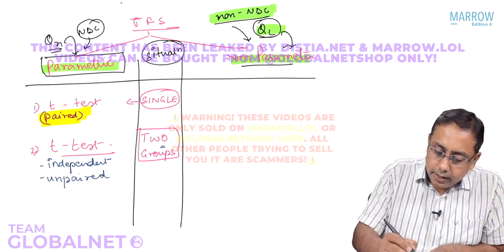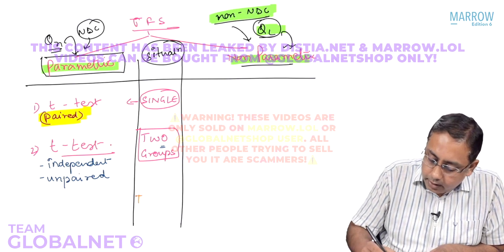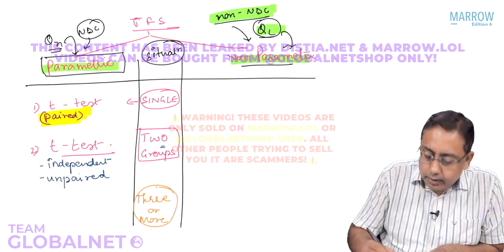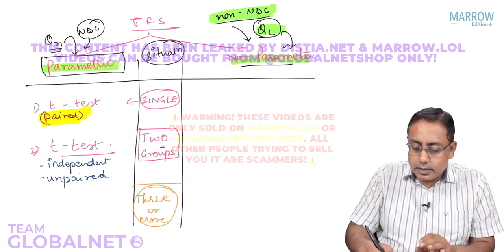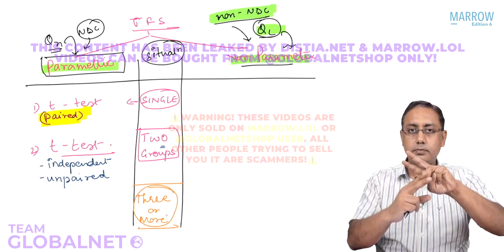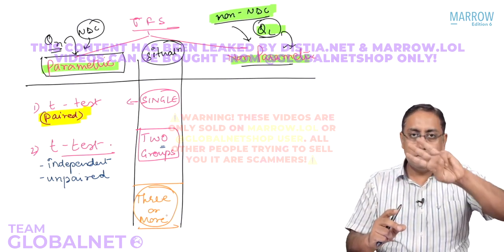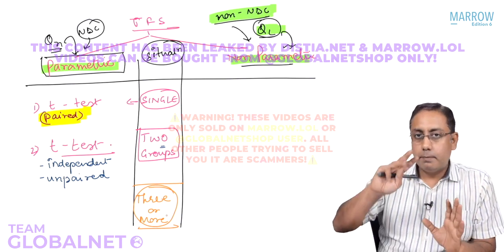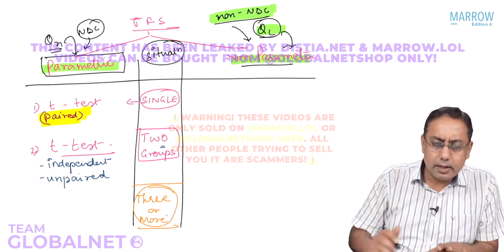In case there are three or more groups, mind you, I am not just saying three. What does it mean, three or more? Three or more does not mean two. It does not mean one. It means 3 or 4 or 5 or 6 or 10 or 100, whatever number. But 3 does not mean 2. So many times students get confused.